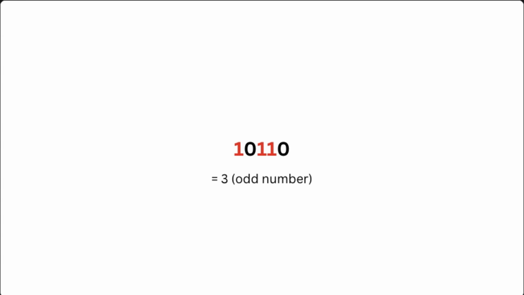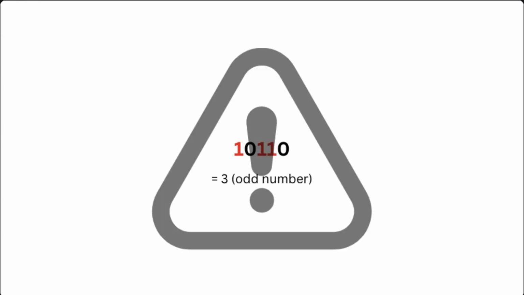Suppose one bit is altered during transmission due to noise. 10100 changes to 10110. The number of ones is now 3, which is an odd number. Since it is an odd number of ones, there has been an error that occurred during transmission.